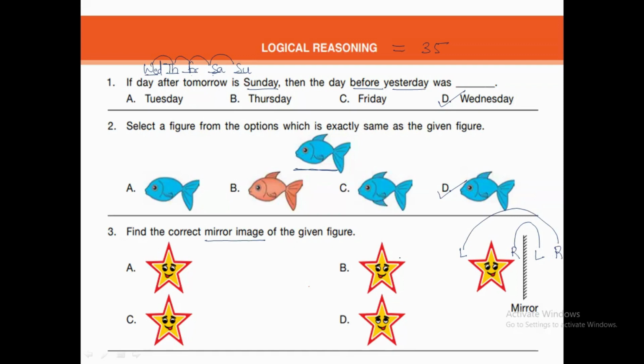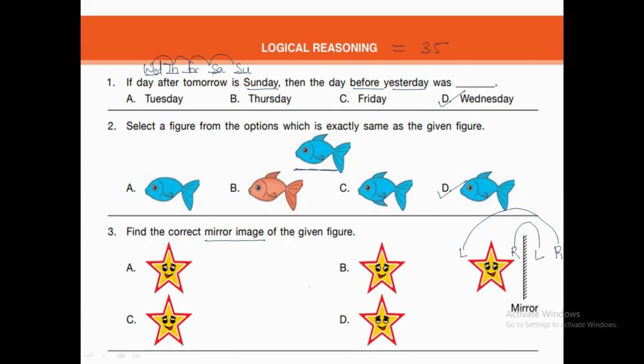Now just see, the outer shape of this image is a star only, and what we can see over here is that in every shape we have a star. Now let's move to the next part, which is what we can see over here.